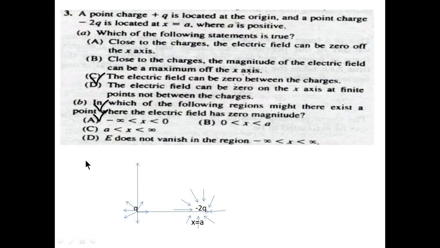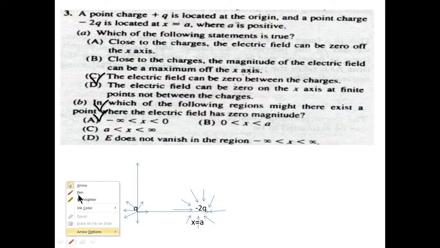Next question is question number 3. Here a point charge plus q is located at the origin, you can see that, and a point charge minus 2q is located at a distance x equal to a from this q charge, right? So which of the following statements could be true? Close to the charges the electric field can be 0 off the axis.